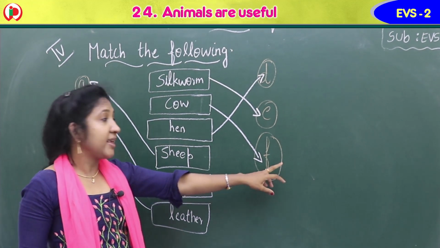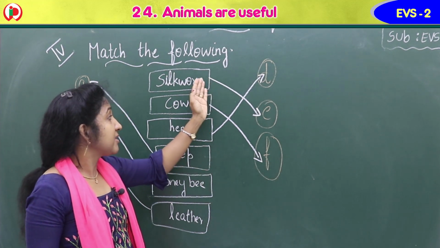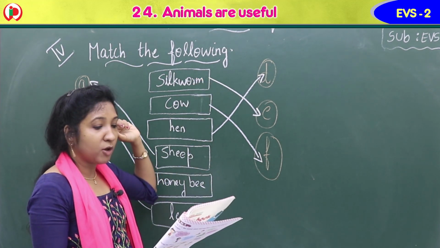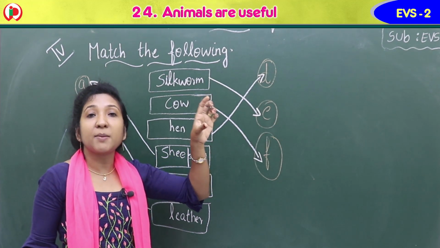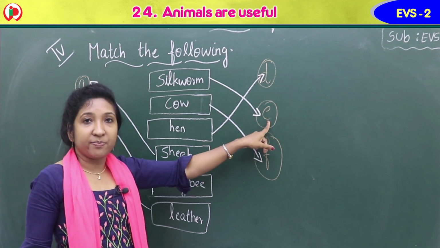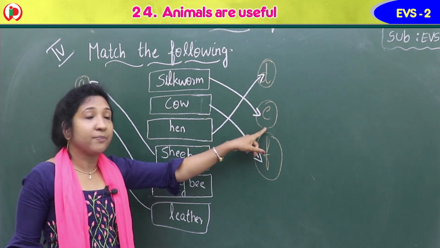F image, you can see the F alphabet image is silk cloth. So you can match silkworm to E. Yes, the silk cloth image is in E alphabet. So you can match silkworm to E.